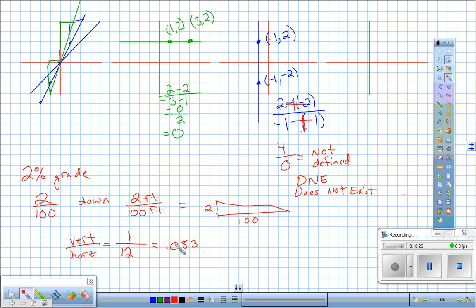And when I ask for the grade, I always want it in an actual percentage. So it has to be in a percentage. Okay, so I have to transfer this to a percent. So that would be 8.3% grade.